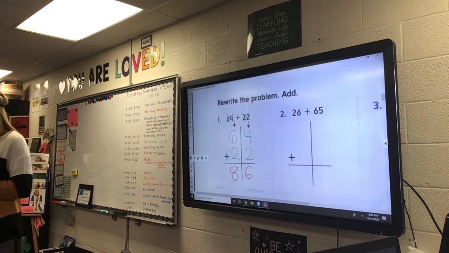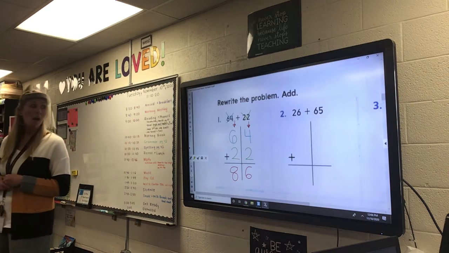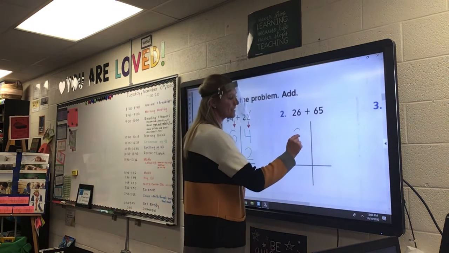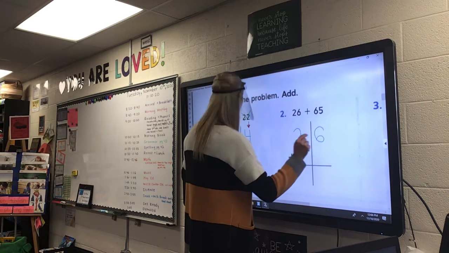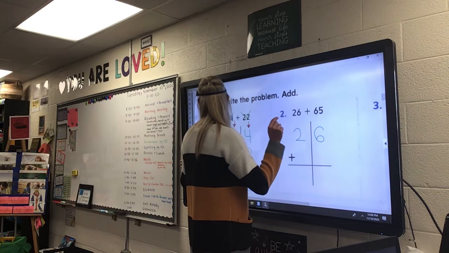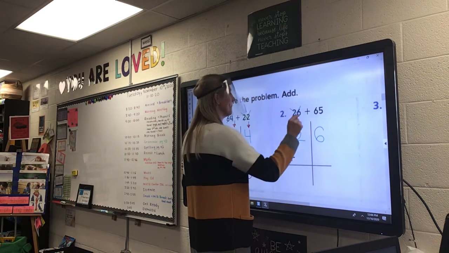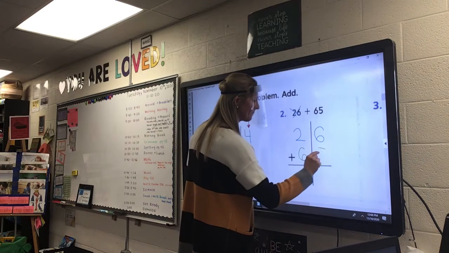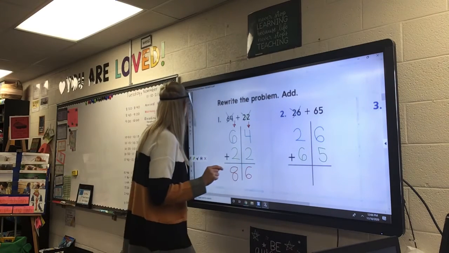Go really quickly, okay. Okay, number 2. 26. So Mrs. Murphy's going to put 26 on the top, and I'm going to add 65. So 26 on the top, 65 on the bottom.